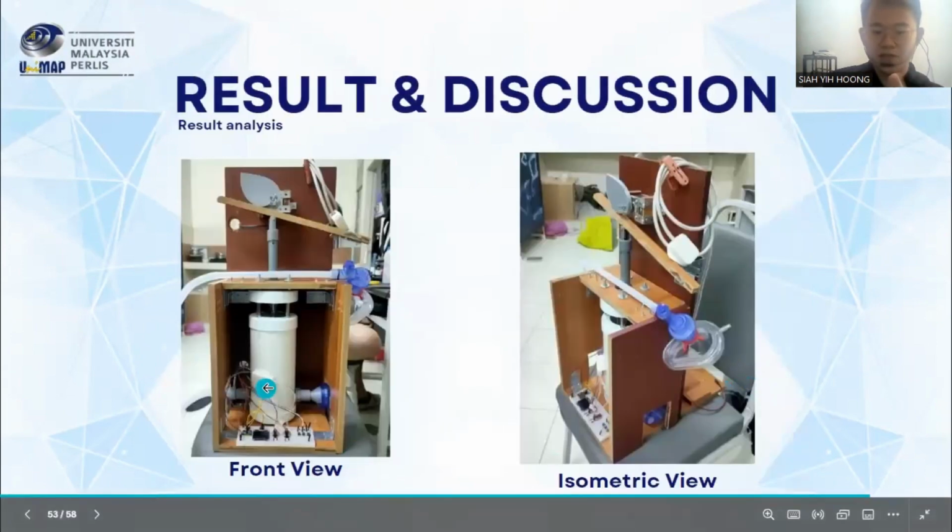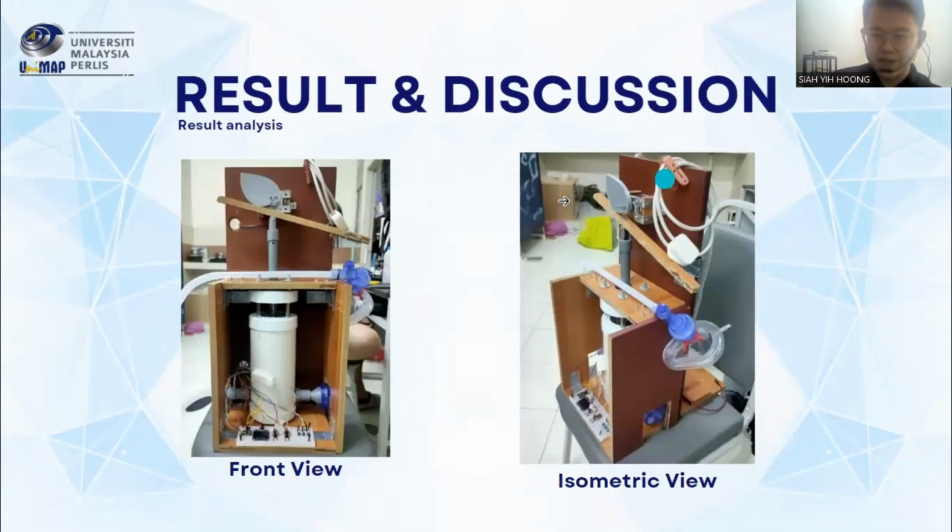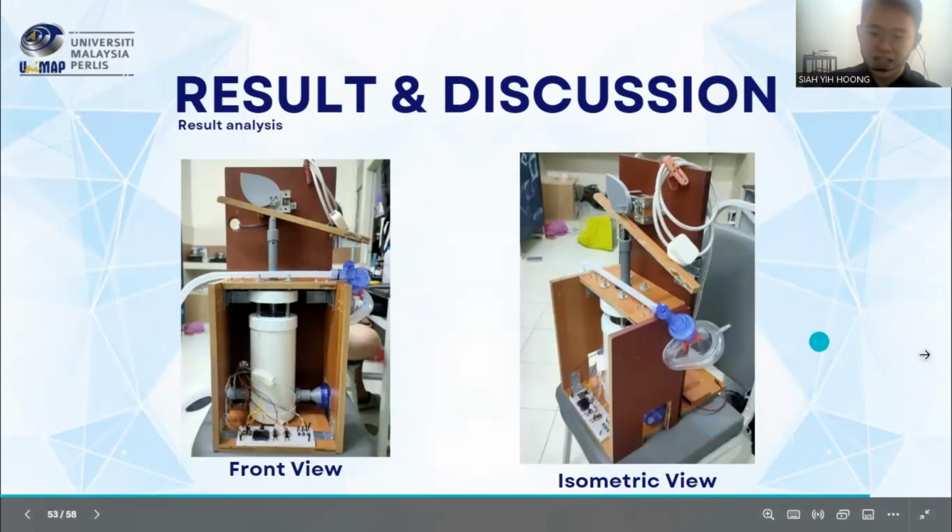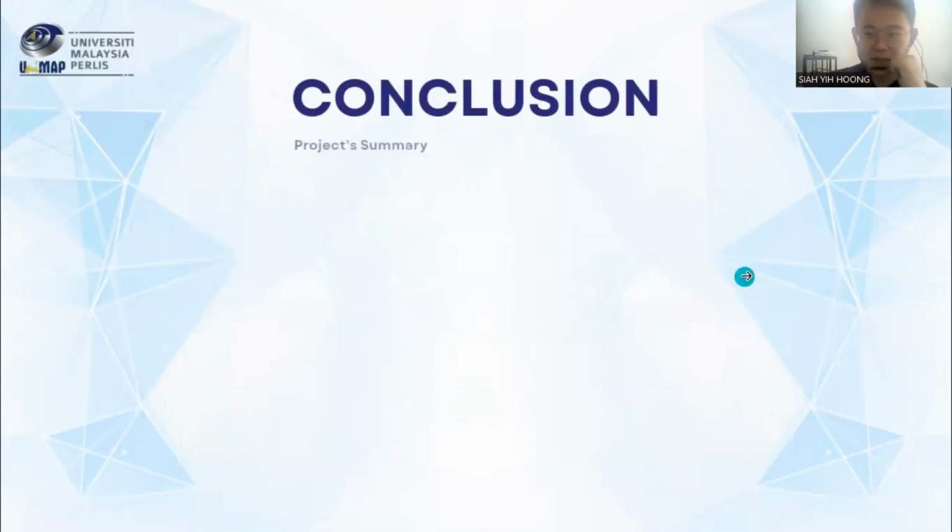So this is the front view. This is the isometric view of my prototype assembly. It's quite identical, right? Just that the wire is a bit messy.